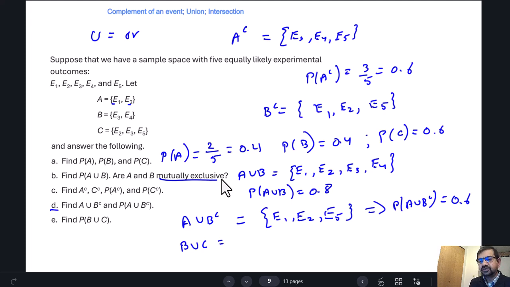B union C, again, would be B is E3, E4. C is E2, E3, E5. So the only thing common is E3, so we ignore E3. It will be a set of E3, E4, E5, which again is 3 out of 5 events, so the probability would have been 0.6. Or P of B union C equals 0.6.